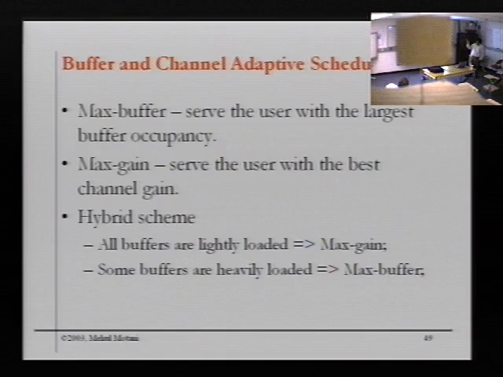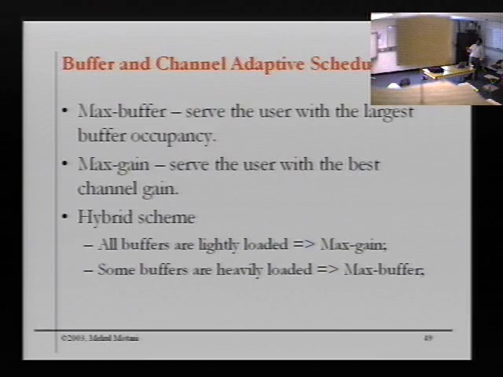Okay, now we want to adapt to both the channel and the buffer, so we're going to compare a few schemes again, still with max buffer. Since the channel is varying, we also go to max gain, because we can adapt to the channel gain. And then we look at this ad hoc hybrid scheme, which says when the buffers are lightly loaded, I'm going to do max gain, using some threshold, and when they're heavily loaded, I go to max buffer. So it selects between the two. It's not the optimal policy.